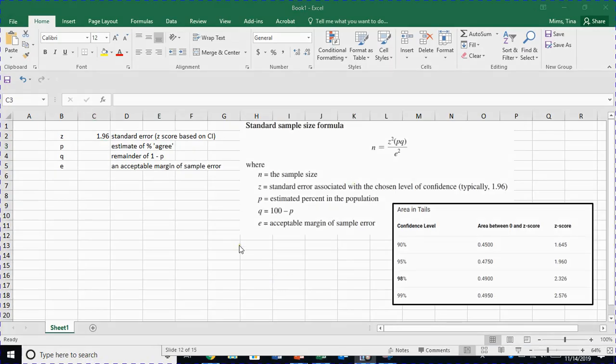Hello everyone, this is Dr. Tina Mims, and I want you to follow me along on this video on how to estimate the sample size that you need for a population of interest using the confidence level and the z-score that's associated with the confidence level. I have copied here from the textbook the standard sample size formula.